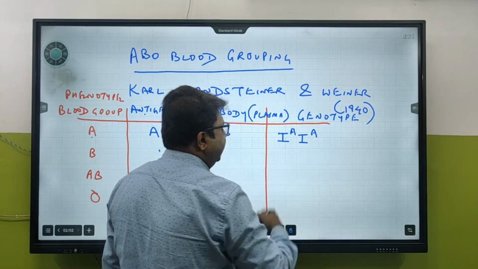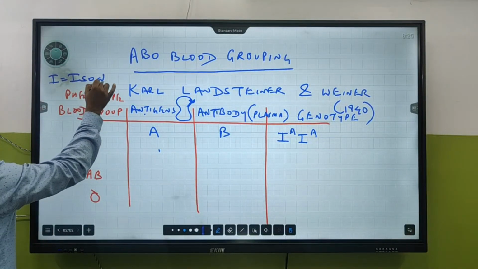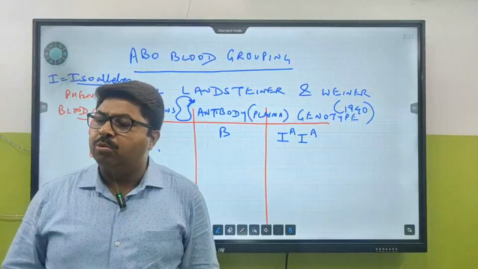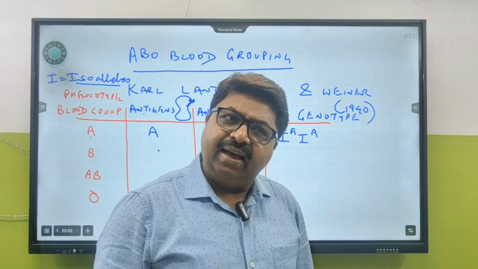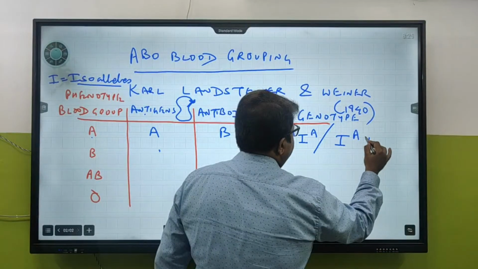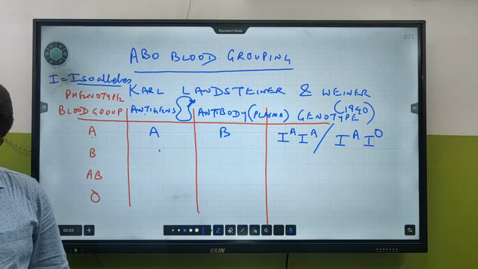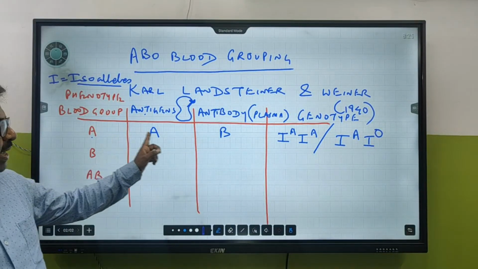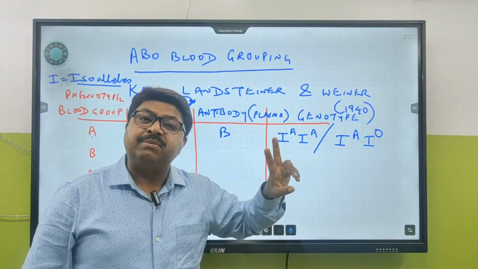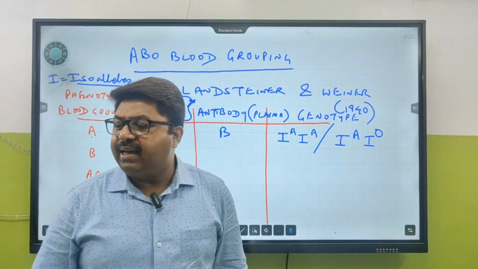That means this is homozygous. Now, what does I stand for? I stands for isoalleles. So it can be homozygous A, IA, IA, or it can be heterozygous A, represented by IA, IO. Clear? So to represent one phenotype called A blood group, how many genotypes are required? 2 genotypes are required: IA, IA and IA, IO.